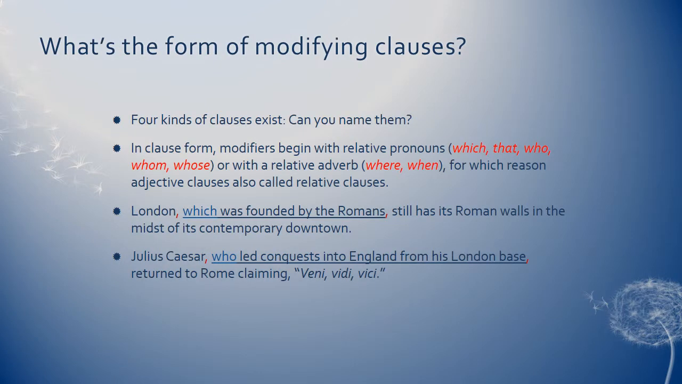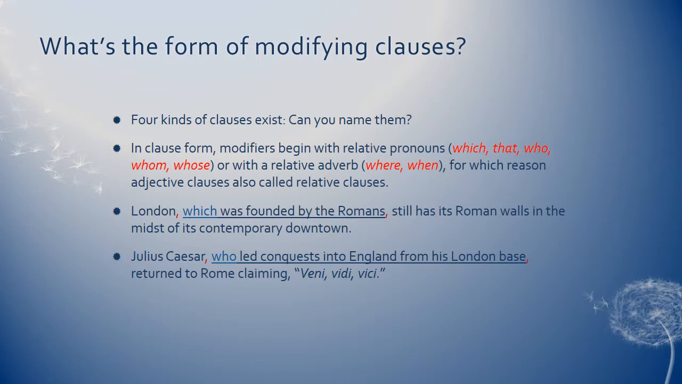Well, what's the form of modifying clauses? Well, there are four kinds of clauses. Do you remember them? Can you name them? Well, there are independent clauses, there are subordinate clauses, there are noun clauses, and there are relative clauses, which is the focus of this lesson. In clause form, modifiers begin with relative pronouns, those that are listed in red, or with relative adverbs, those listed in red, for which reason adjective clauses are also called relative clauses.